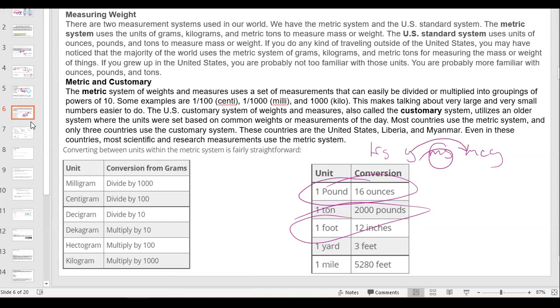So for each step, you gotta be dividing 1,000. So you divide 1,000 to go to grams, 1,000 to go to milligrams, and 1,000 to go to micrograms. So I remember there's 4 of them.